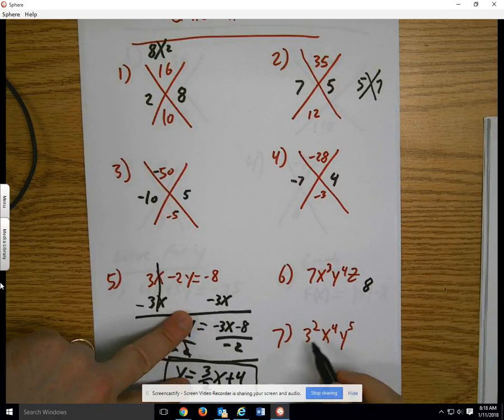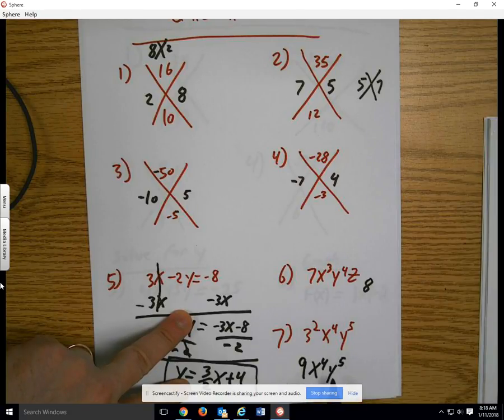3 to the second power can turn into a 9. Remember, you only count the exponents when they're next to variables. Since this is not a variable, this is a constant. It's a base number. So 3 to the second power turns into a 9, and then you can add. 4 plus 5 is 9. So I'm only counting the exponents when it's next to a variable.